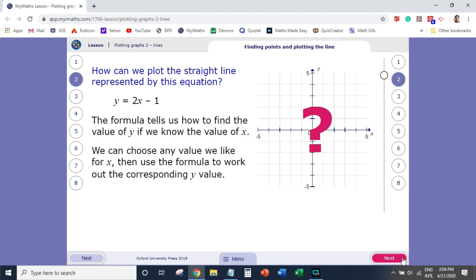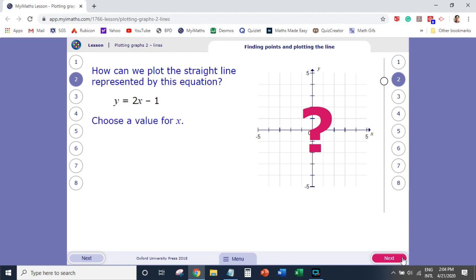Then choose the formula to work out the corresponding y value. This will give us a pair of coordinates that lies on the line. Choose a value of x. We can choose any value of x. We can use 0, we can use -9, we can use +15. Even if you want, you can use -1,000 or +1,000,000.